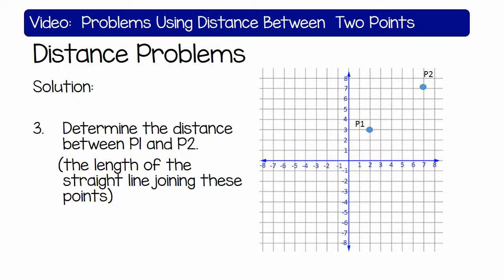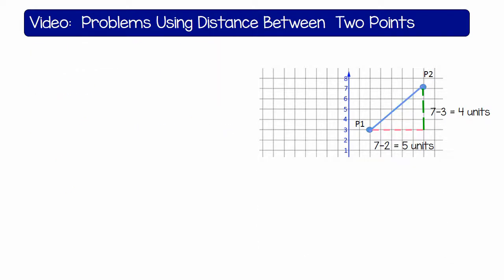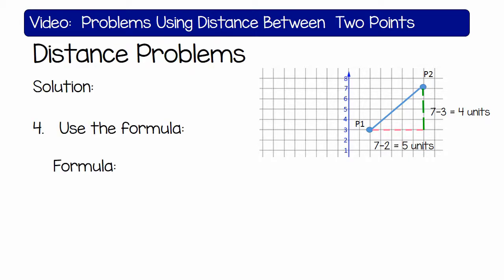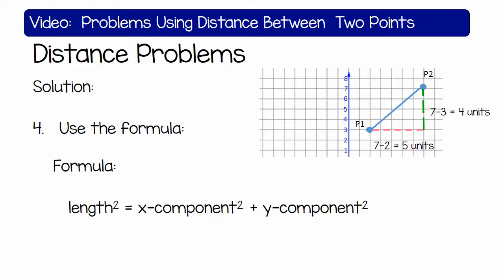Determine now the distance between P1 and P2. 5 units, 4 units, and the length of the line from P1 to P2 is what we're trying to find. We will use the formula: the length squared equals the x component squared plus the y component squared.